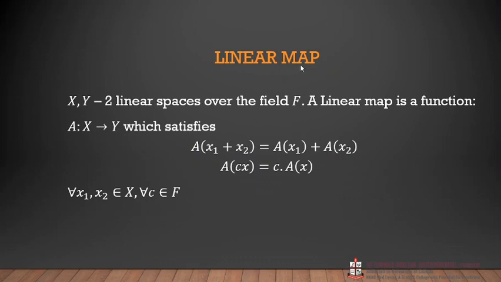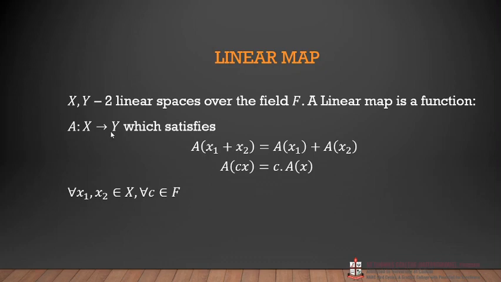You know what is meant by a linear map. Suppose we have two linear spaces over the same field F. This is a must. Both of them should be over the same field F. A linear map is a function A from one linear space to the other, from X to Y, which preserves addition and scalar multiplication. Means A of x1 plus x2 is equal to A of x1 plus A of x2. A of cx is equal to c times A of x for all x1 and x2 in capital X and for all c an element of F.